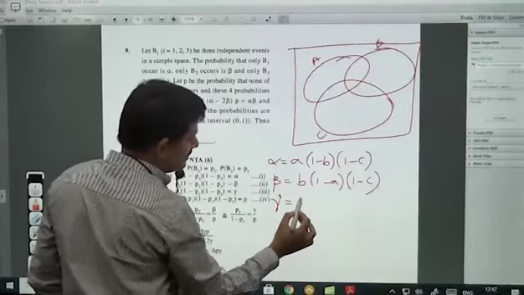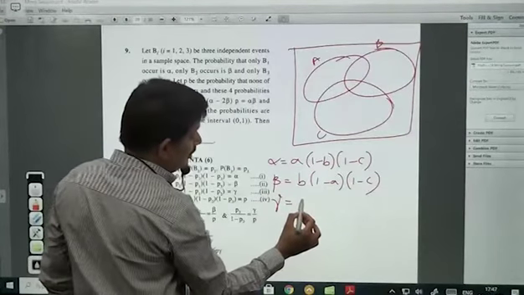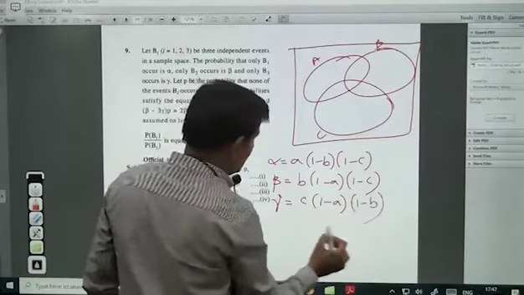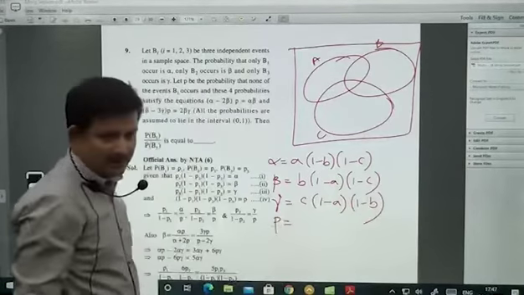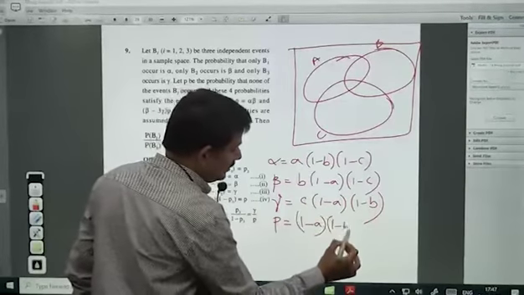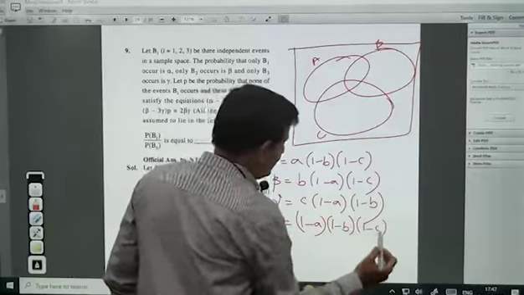Gamma is C occurring, A not occurring, B not occurring. P means none of them occurring: (1 minus A), (1 minus B), (1 minus C). Okay, good.